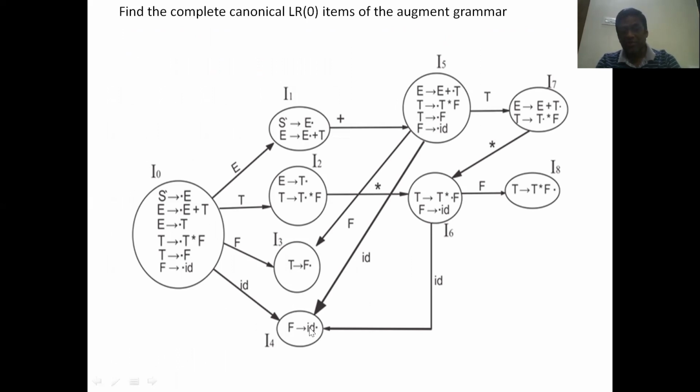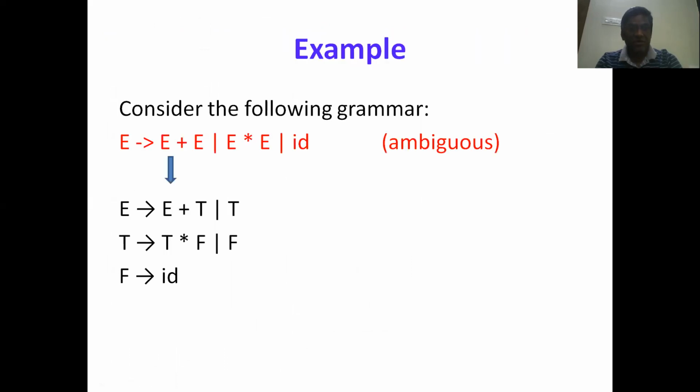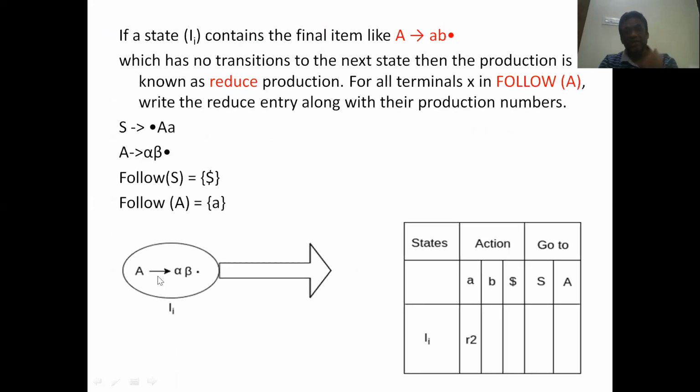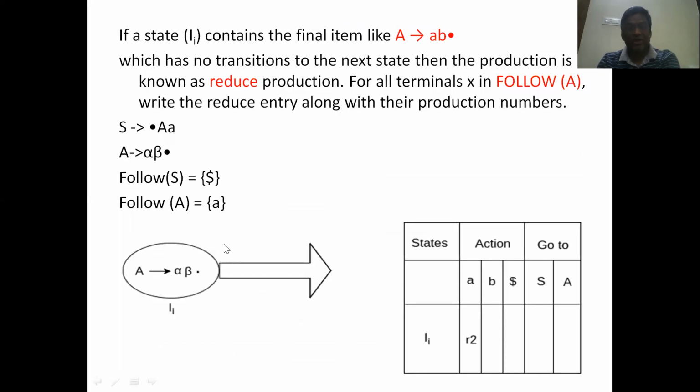What is the production number? Let us go back to the grammar to identify it. 1, 2, 3, 4, 5. It is the fifth production. Therefore, in I4 under plus, star, and dollar, with all these three combinations, we write the reduce 5 operation. I hope you understood this, or else I'll show it again.